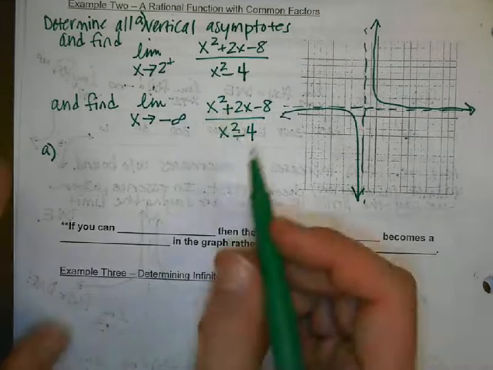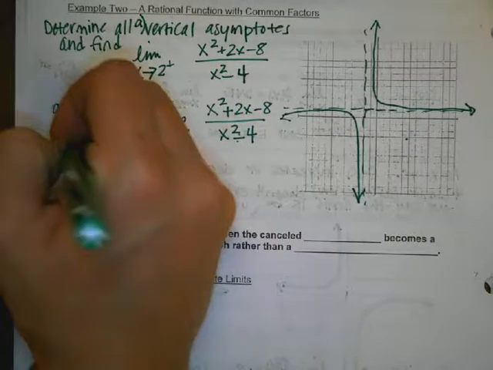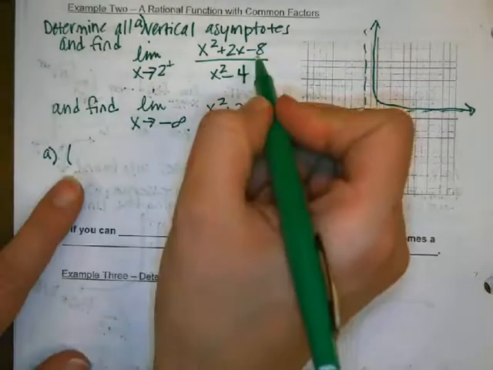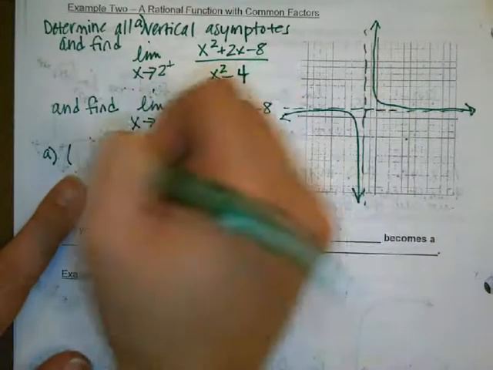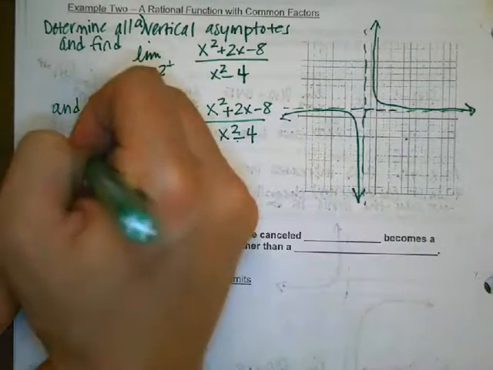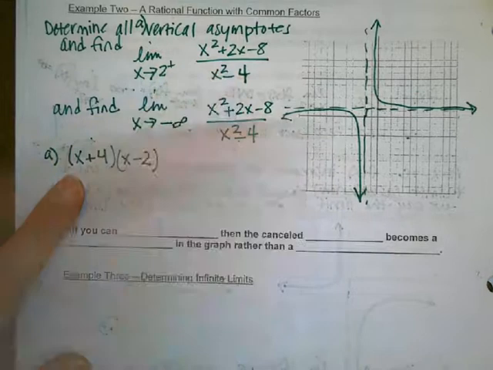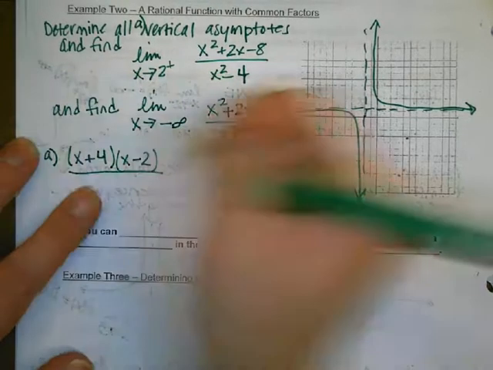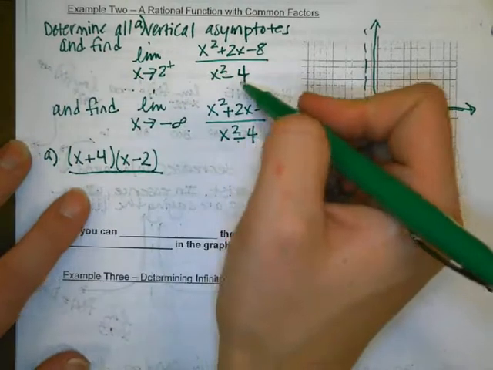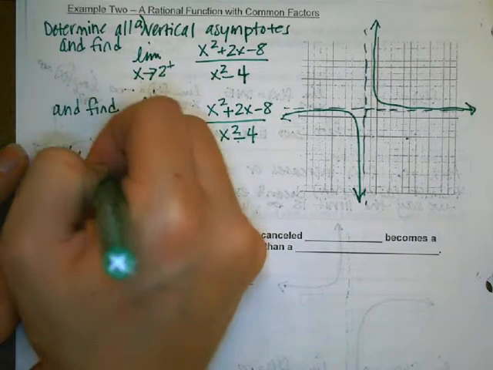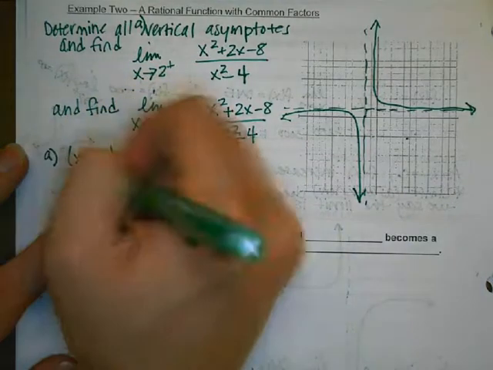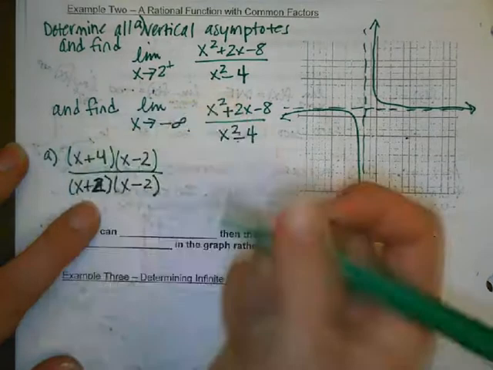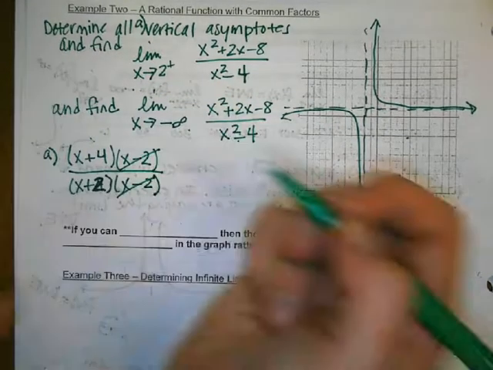So if we factor the top, the two numbers that multiply to get negative 8 and add to get 2 are positive 4 and negative 2. On the bottom, you have a difference of squares, so that would factor to x plus 2 times x minus 2. So we can see the x minus 2's would cancel.